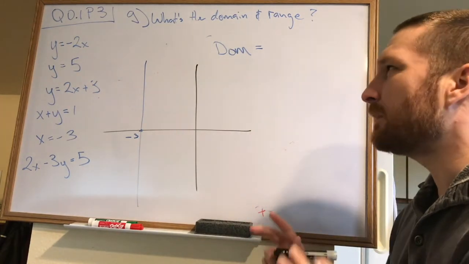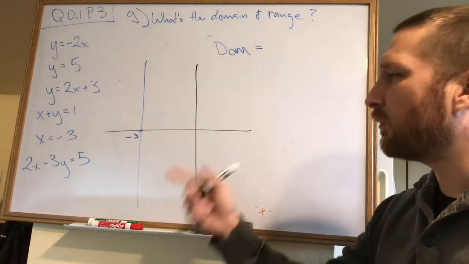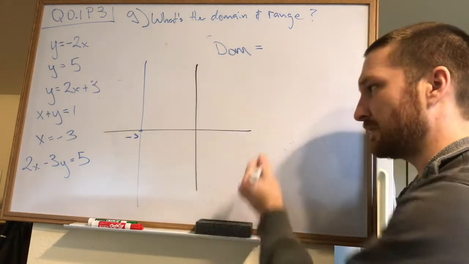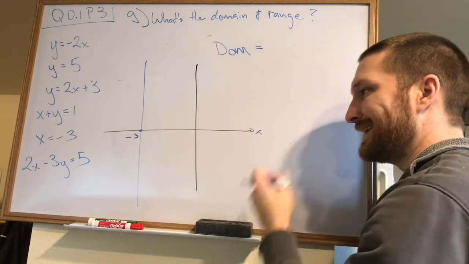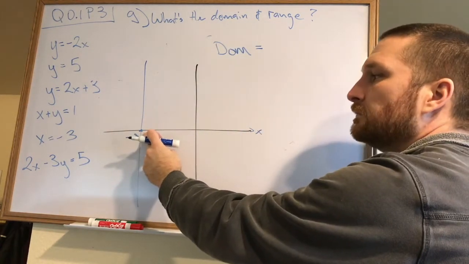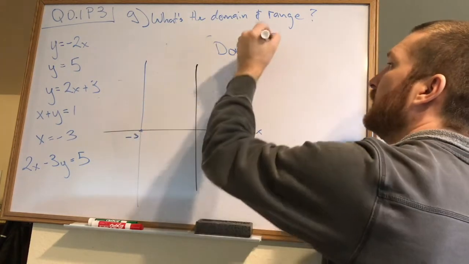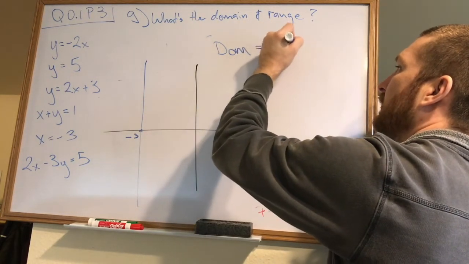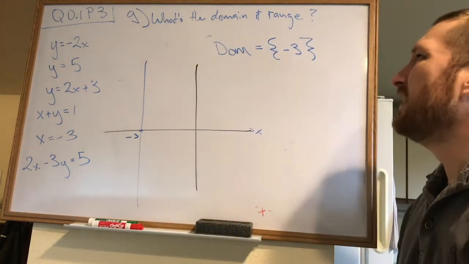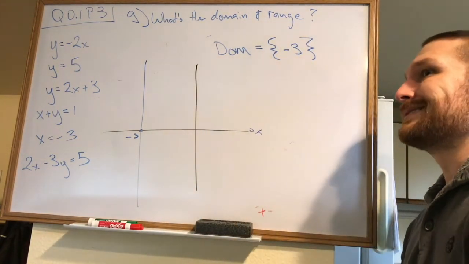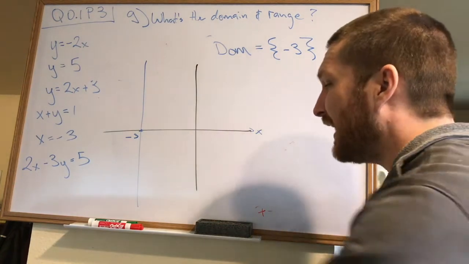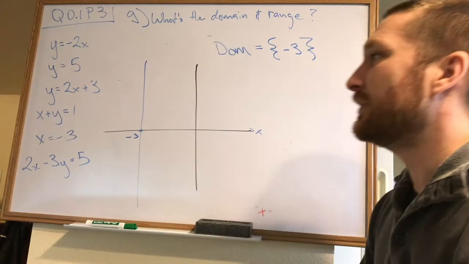But whatever, we're just telling you that the domain, in other words, the input, the only input, because we're thinking about this axis as my input axis, the only input that we have is negative 3. So that's going to be the singleton, negative 3. That's called a singleton set, by the way, if I haven't said that already. A set with one thing in it is called a singleton set. Doesn't matter. Now, let's see what my outputs would be.